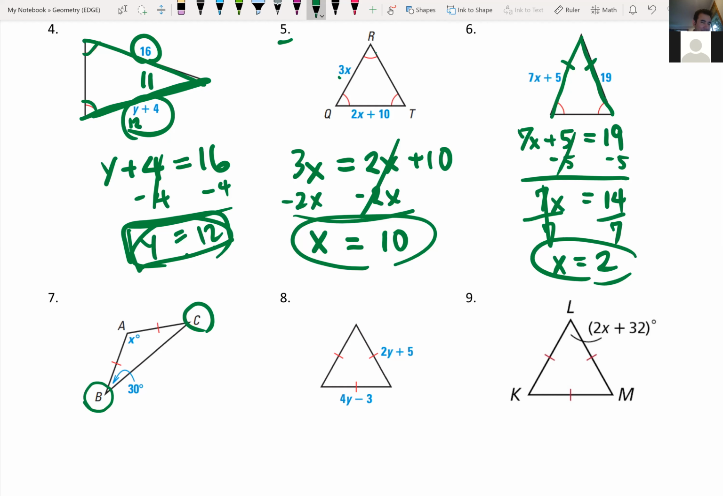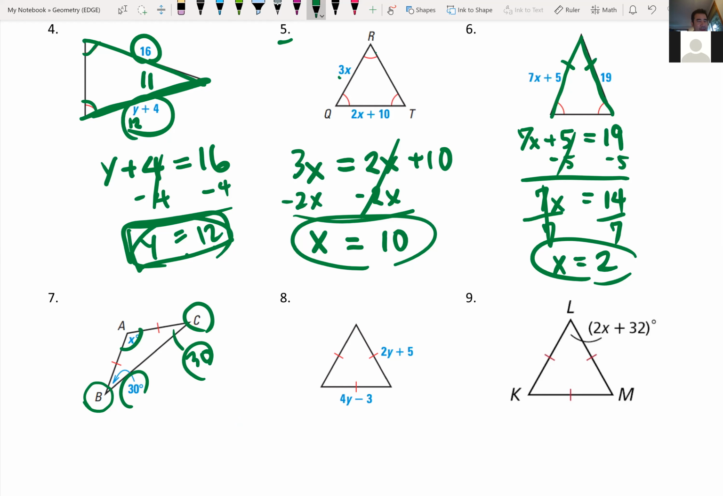If this is 30, what do you know about angle C? Angle C has to be also 30 as well because it is an isosceles triangle. An isosceles triangle has bottom two angles the same. So it has to be 30. If this is 30 and this is 30, what's the top?